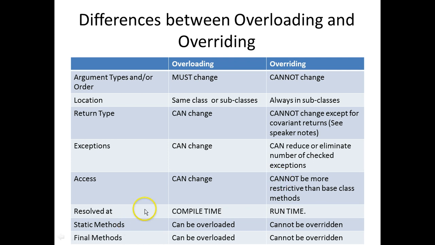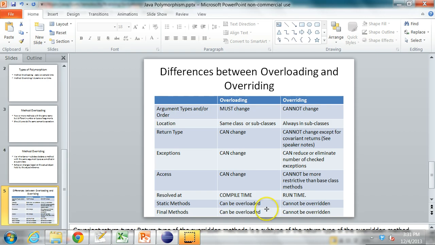Then the resolution for overloading is at compile time, whereas for overriding it's at runtime. Static methods can be overloaded, but static methods cannot be overridden. And final methods can be overloaded, but they cannot be overridden. Okay, so let's look at some examples now for both overloaded methods and overridden methods.